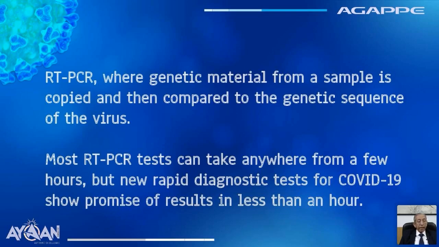That RNA has to be converted to DNA. That is what we call reverse transcriptase. The RNA to DNA conversion is called reverse transcription. And that enzyme is called a reverse transcriptase. With the help of that enzyme, we convert the RNA to DNA. And this DNA is multiplied a million times. That test is called PCR.